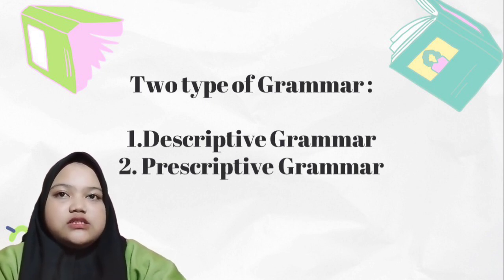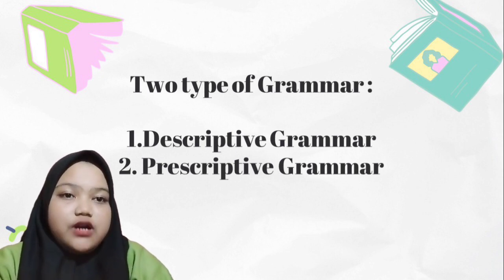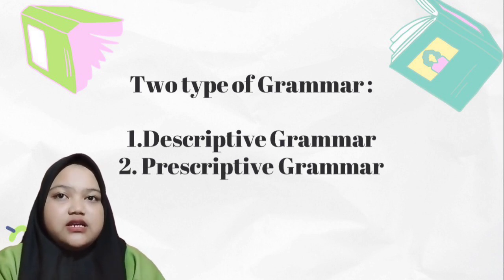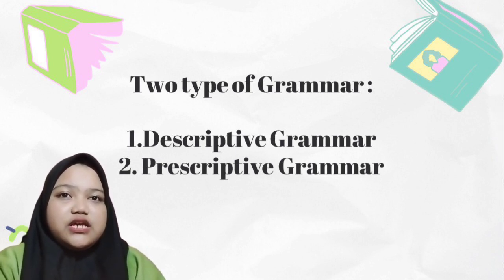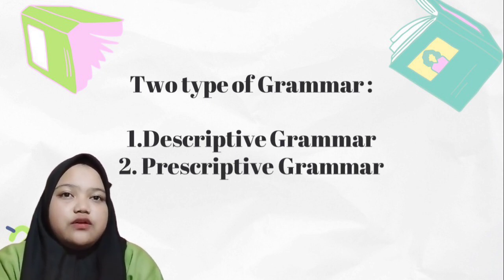And the second is prescriptive grammar. This grammar is a set of rules and examples dealing with the syntax and word structures of a language. It is an aid to the learning of the language.